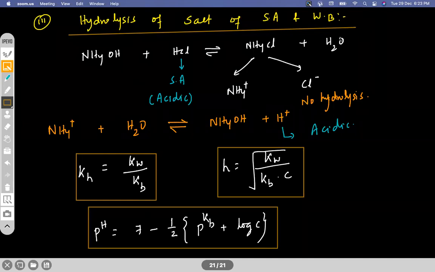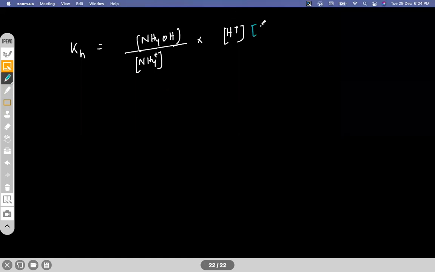Now, how do we get this formula? Same kind of derivation. Quickly, I'll write it down. Consider this reaction. I'll write KH for this. KH equals the concentration of NH4OH divided by NH4 plus and H plus. Now to express this in terms of KW, I'll multiply and divide by OH minus. Exactly the same thing as before. So further, KH equals KW by KB. That's what I said, right? You get KW by KB.